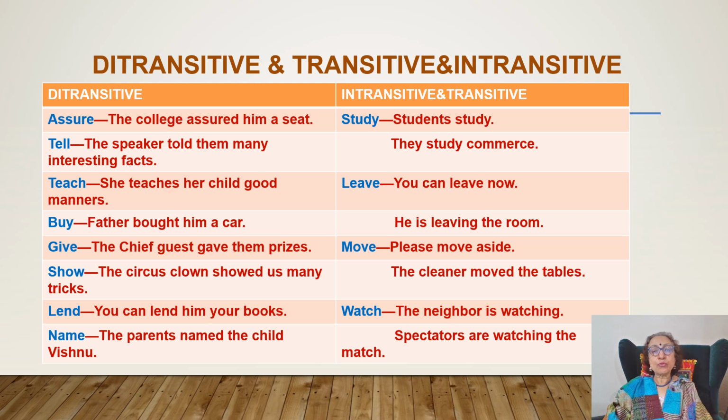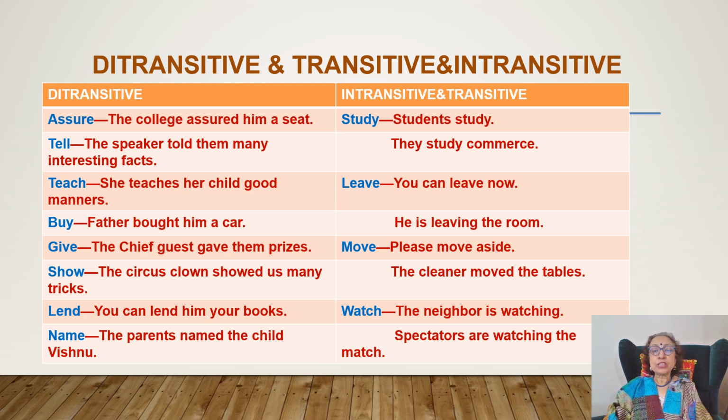The neighbor is watching. The verb ends the sentence, so it is intransitive. Spectators are watching the match. The match is here, the direct object, which makes the watching a transitive usage. So in this way, certain verbs in English can do both intransitive and transitive functions.